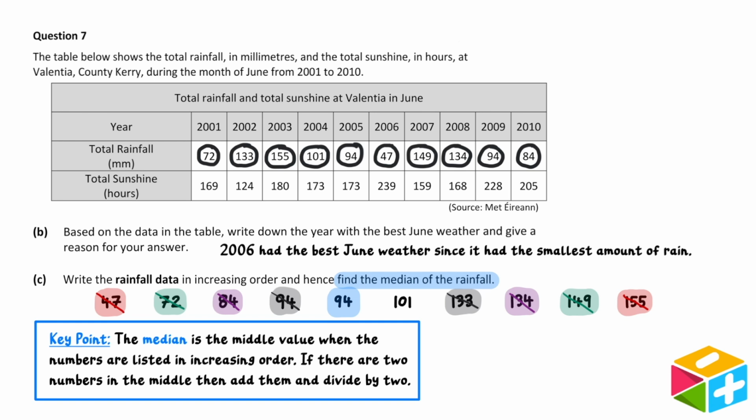We've now reached the middle, and there's two numbers which are equally central, 94 and 101. In this situation, the median is found by adding together the numbers and dividing by 2. So here, we'll get 94 plus 101 divided by 2. This gives us an answer of 97.5. The unit for our rainfall was millimetres, so that's the unit we'll want to use here.